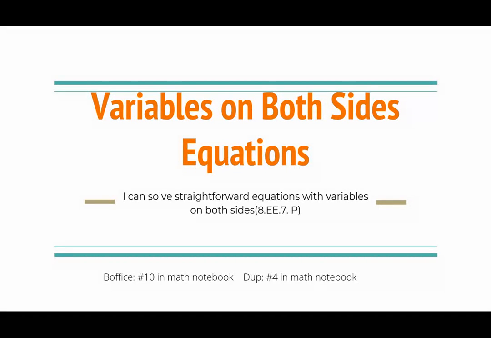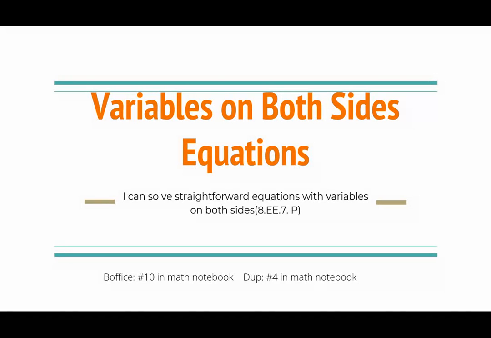And in our math notebook, if you have me, Miss Bofice, you're going to label this number 10. And if you have Miss Dupe, you're labeling it number 4. Remember that we are going to be doing some little math notebook checks on Fridays, so make sure you have the correct numbers. Variables on both sides equations, Bofice, this is number 10. And if you have Miss Dupikowski, it's number 4.